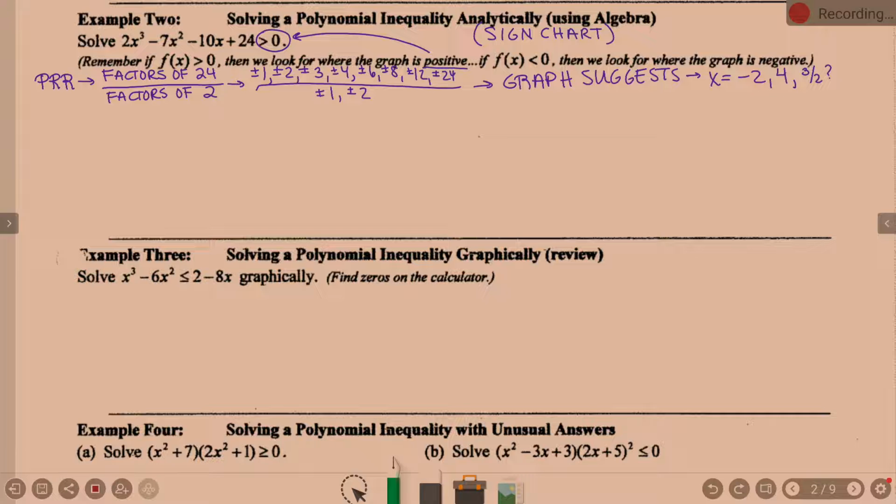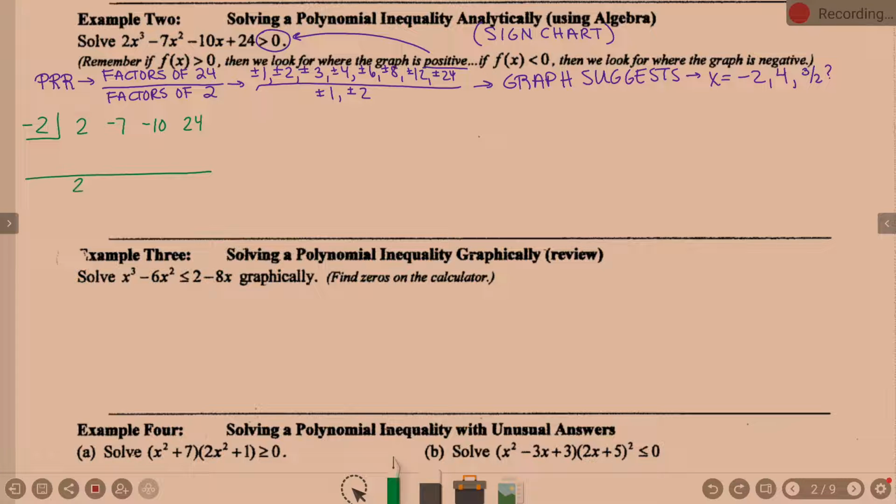Okay, so how do these PRRs and the graph suggesting these values help me factor this? We start with synthetic division, right? I'm going to use my -2 and my 4 first. I'm going to save my 3 halves for last because by that point I'll just be able to confirm it. So I put -2 in my box, and then 2, -7, -10, and 24.